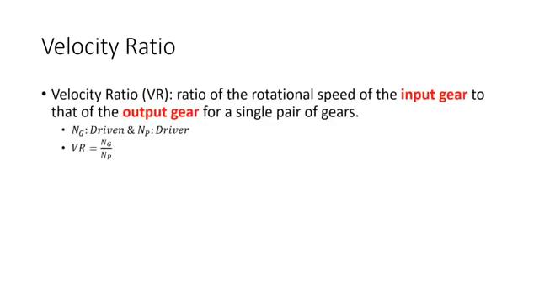Okay, starting with the first one. But first, let's go over the concept of velocity ratio, because that's going to be important for all the problems, but particularly for the first one with the compound gear train. Velocity ratio is the ratio of the rotational speed of the input gear to that of the output gear for any single pair of gears. We're looking at this in terms of the teeth. You've got the driven and the driver. So the velocity ratio is the ratio of the driven over the driver gear. So it's just a multiplier.